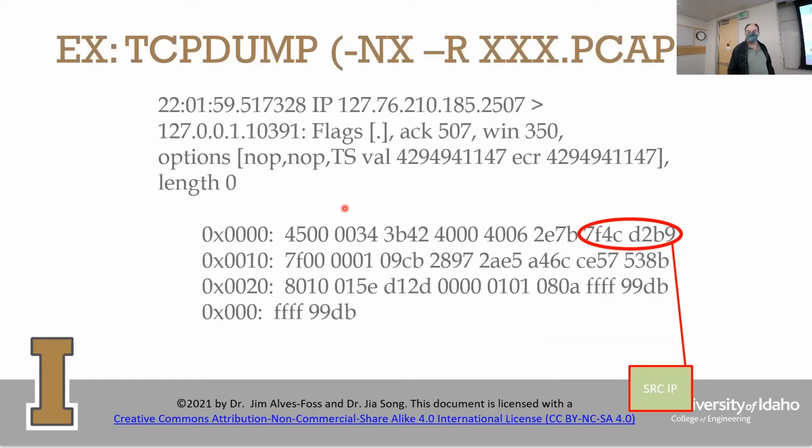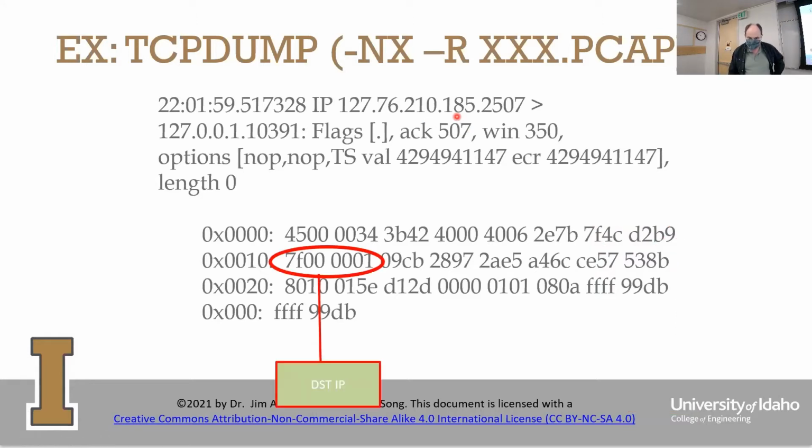Oh, I hate reading them this way. But 7F is 127. 4C is 76. D2 is 210. And B9 is 185. Here's the destination IP. 7F, that's another 127. Notice there's a bunch of zeros, so 001. So you can see these things, you can play with them, you can manipulate them. I just want you to know they're all there.